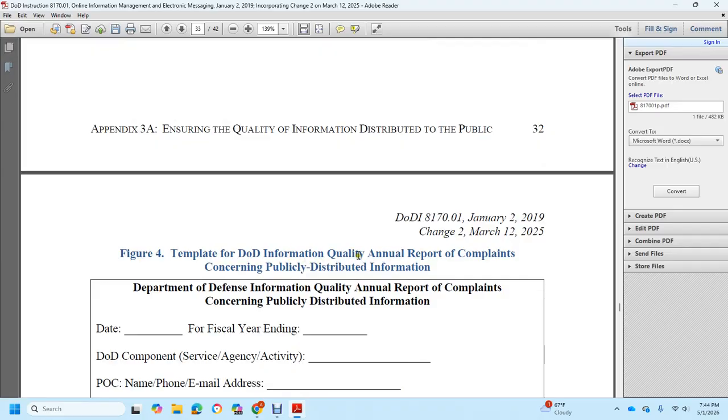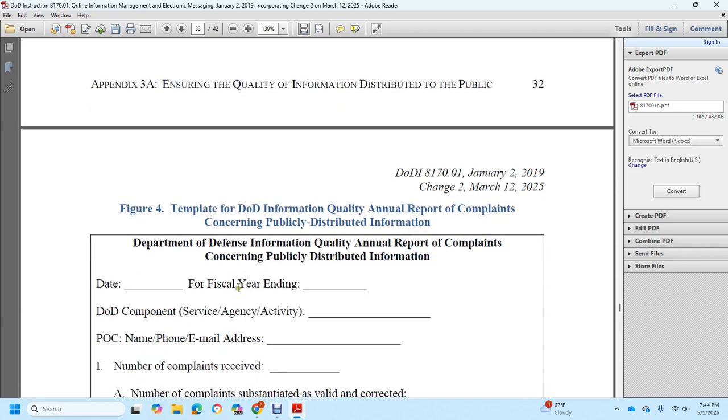So, use the template of the DoD Information Quality Annual Report, Complaints concerning publicly distributed information. Department of Defense Information Quality Annual Report, Complaints concerning publicly distributed information.